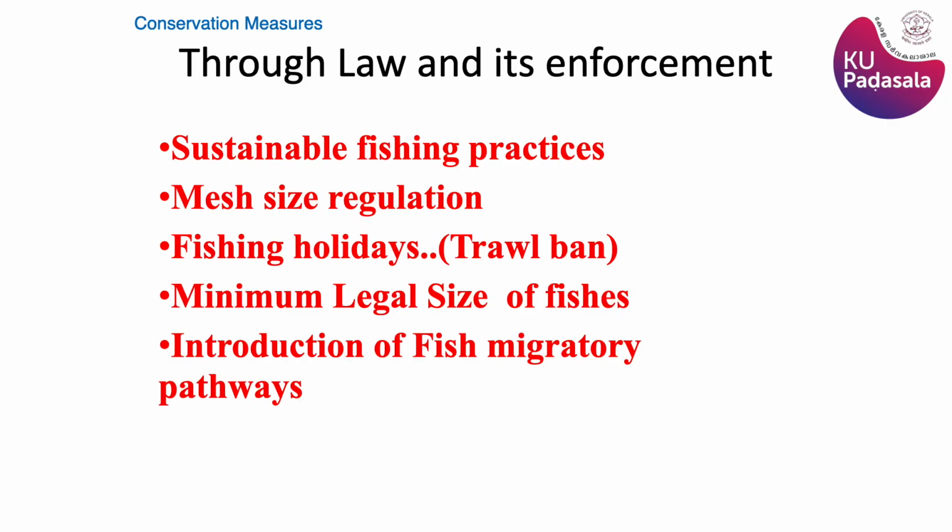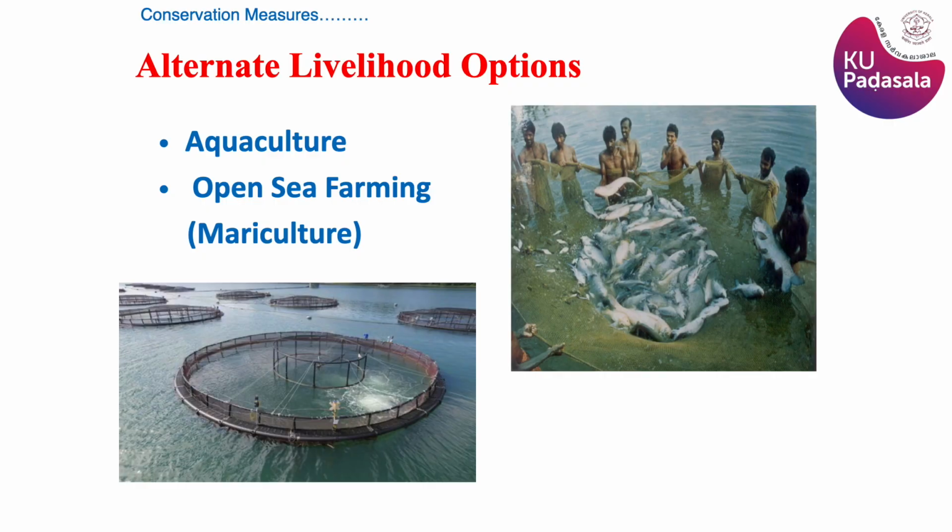Through the enforcement of laws, like introduction of sustainable fishing practices, mesh size regulation, fishing holidays like trawl ban, minimum legal size, where each fish species should have a minimum legal size, and introduction of fish migratory pathways. And of course, to increase alternate livelihood options such as aquaculture, fish farming in the open sea, called open sea farming or mariculture. This has paramount importance. This decade has been declared by the United Nations as the Decade for Sustainable Development, in which poverty and hunger eradication is the major milestone, for which we have to look to our own waters for increasing fish production.